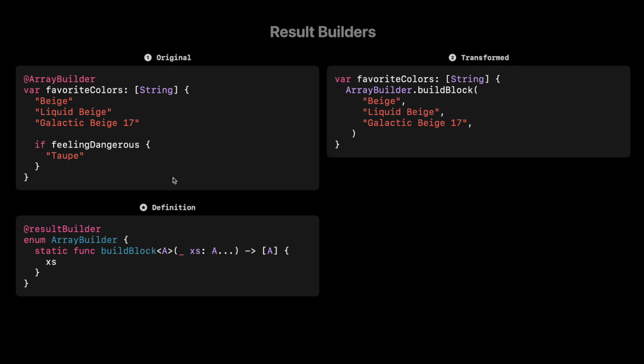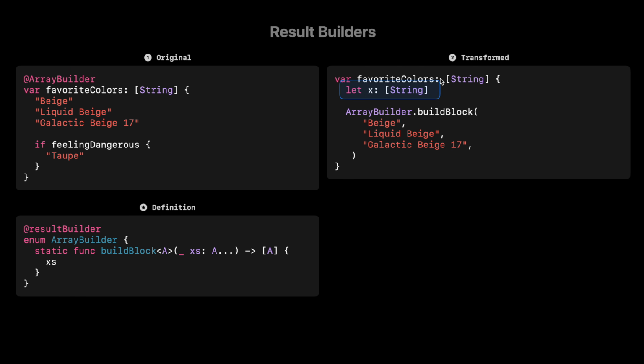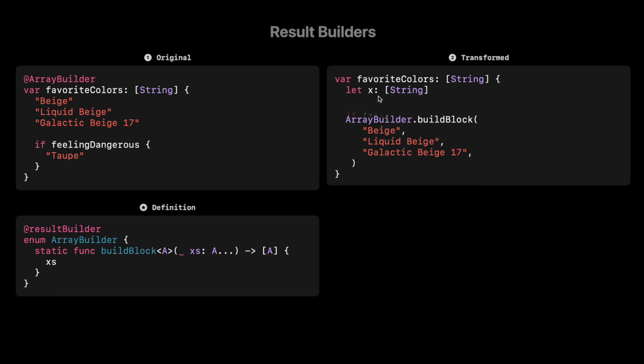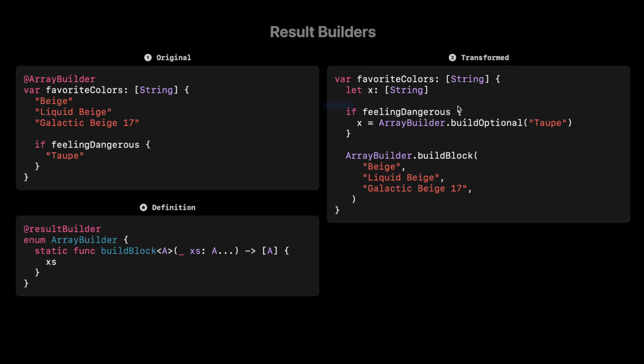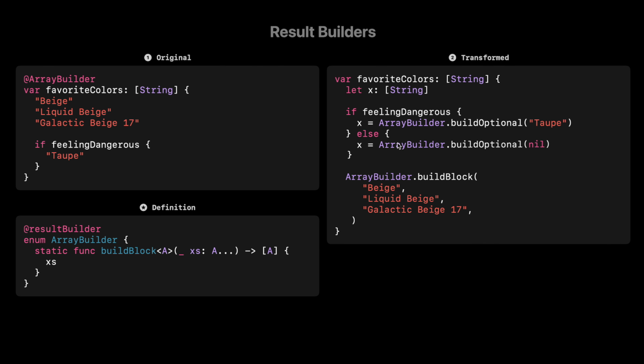And just as an aside, this isn't 100% exactly the code that's going to be generated by the compiler. That could change all the time, and this is a slight simplification, but you should get the idea. So we could imagine, first, a variable will be defined. Let x is an array of string. And then it will copy this conditional, this if, into our generated code. And if we are feeling dangerous, then we will override x. We will assign it to be equal to another call, to another static function that we must now define inside of our array builder definition. And it's going to pass along that value, taupe. And otherwise, what's it going to do? Well, it's going to call that same build optional function, except passing in nil.